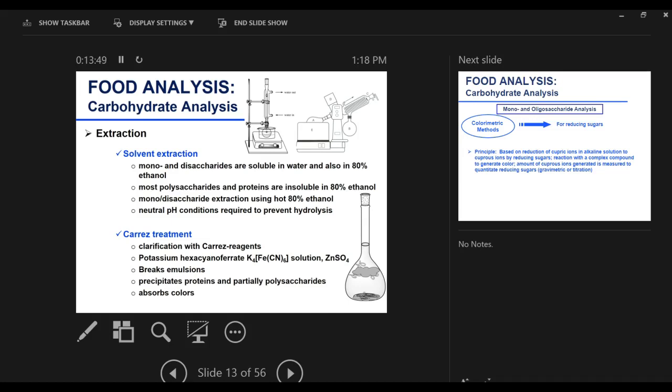Another treatment, different than solvent extraction, is the Carrez treatment. Here you use a reagent called Carrez reagent, composed of potassium hexacyanoferrate and zinc sulfate. This type of reagent breaks emulsions and precipitates proteins and polysaccharides. So you end up getting rid of those, and what remains in solution are your small sugars. So that is another way of extracting your small sugars.